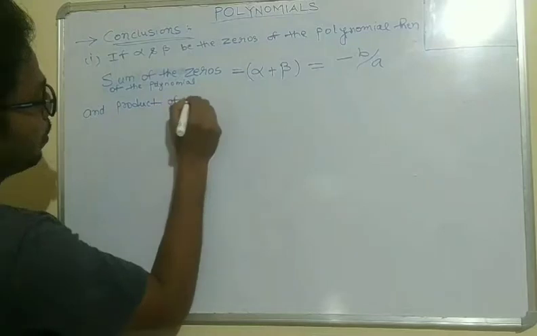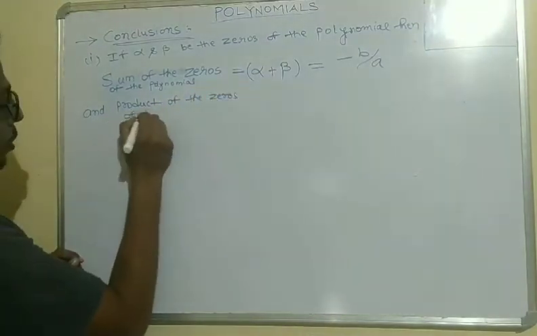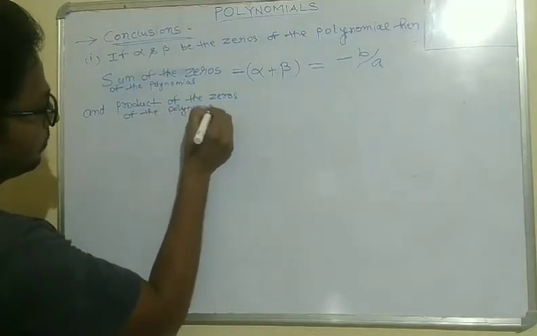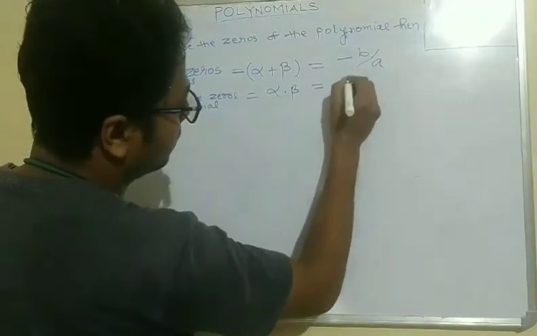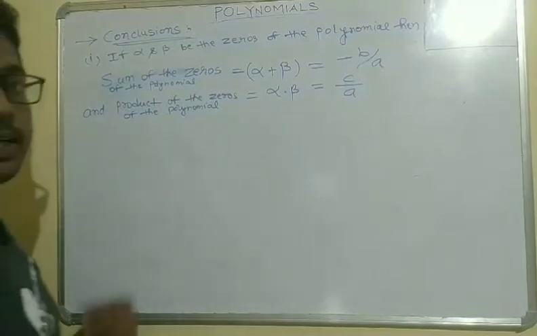The product of the zeros of the polynomial is equal to alpha dot beta, equal to c upon a. Second conclusion.